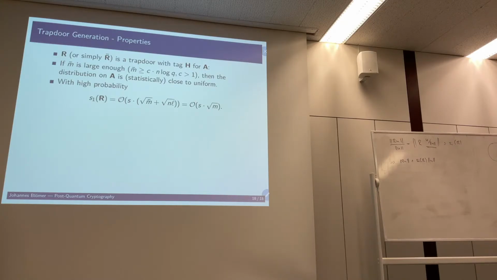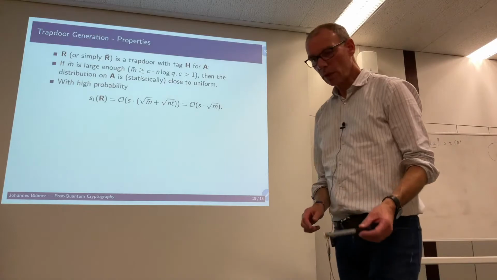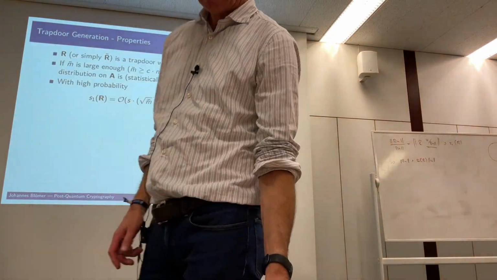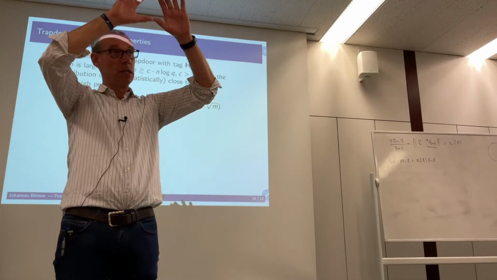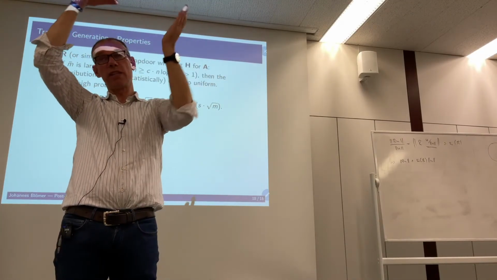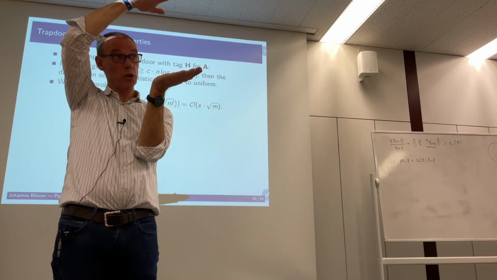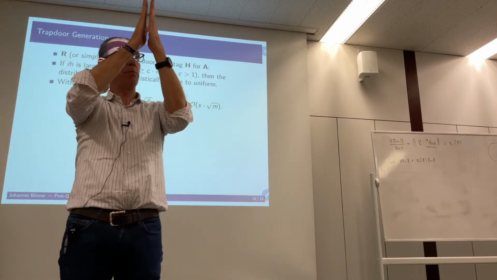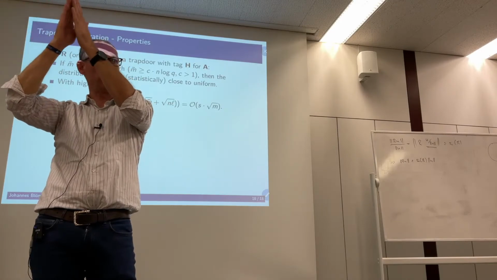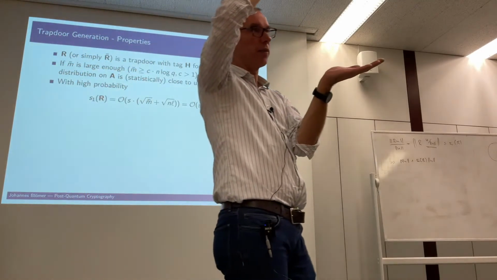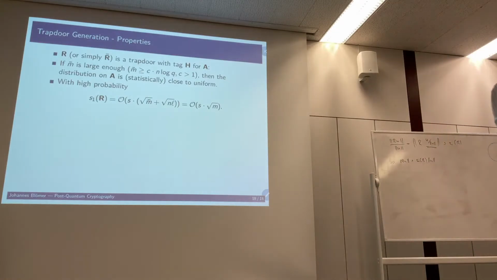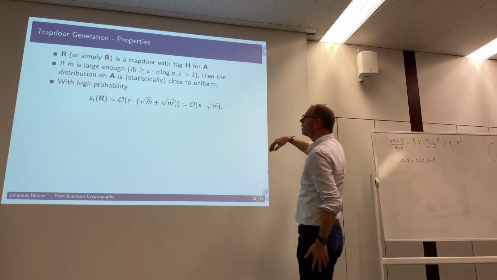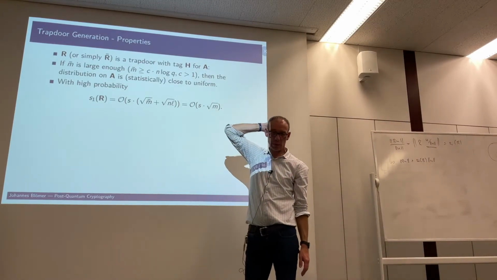Okay. Remember, we have many more columns than we have rows. So we concatenate many more vectors than we have dimension of the vectors. So there is a chance that this actually is close to uniform, or that this is not just some fixed value or whatever. Okay? This turns out not to be too difficult to prove.